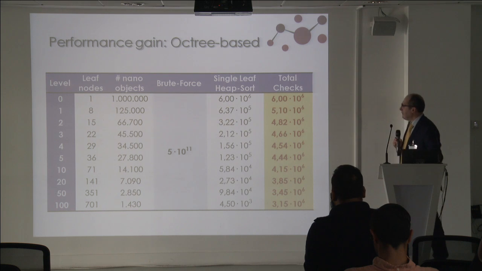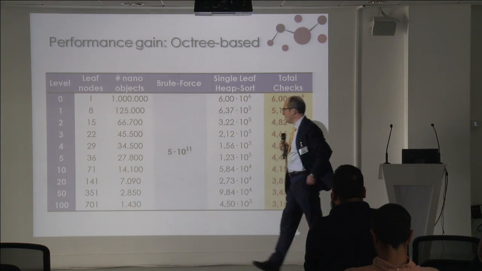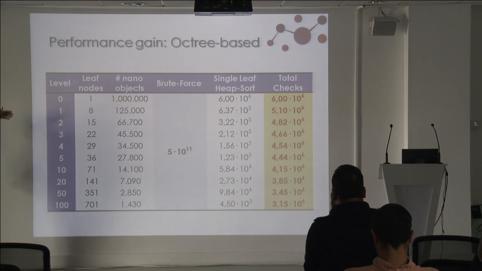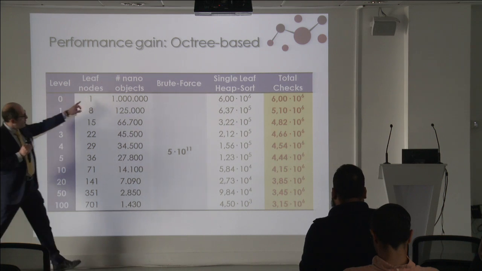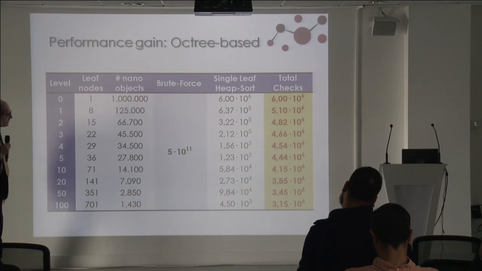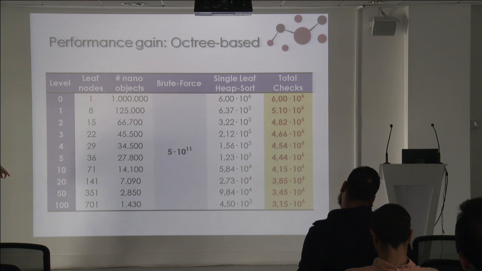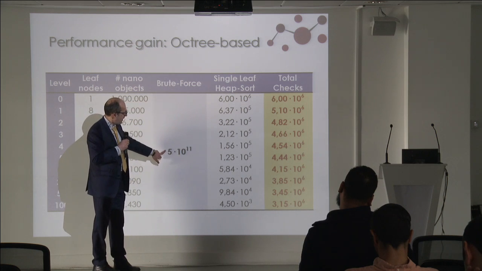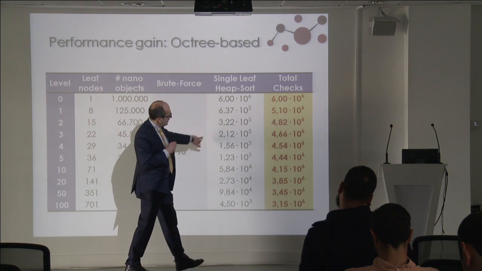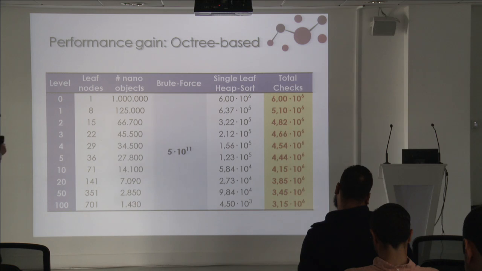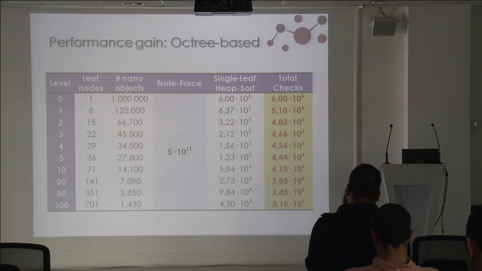Here there is a summary of the computational cost of the simulator. We have represented here the handling of 1 million objects, from 0 splits to 100 splits. Using the brute force approach, the total complexity is 5 times 10 to the 11, and if we use the octree with all the 100 splits, we resort to 3.15 times 10 to the 6. So it is a considerable gain.